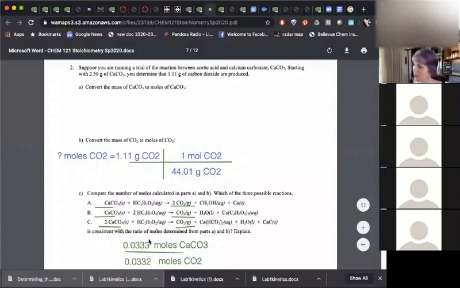And then if you just put those numbers in, we have to figure out, is it closer to 1 over 2? 1 over 1. 1 or 2 over 1. So we're trying to figure out what the coefficients are.